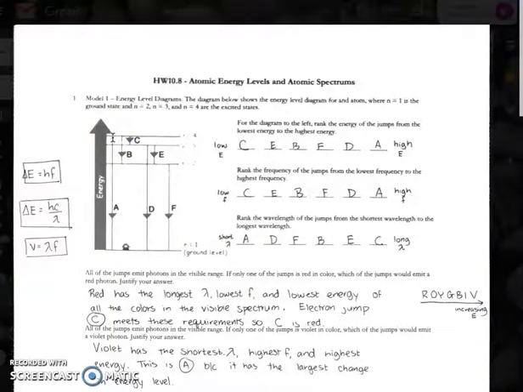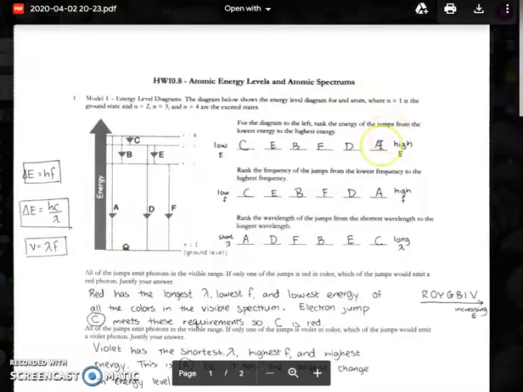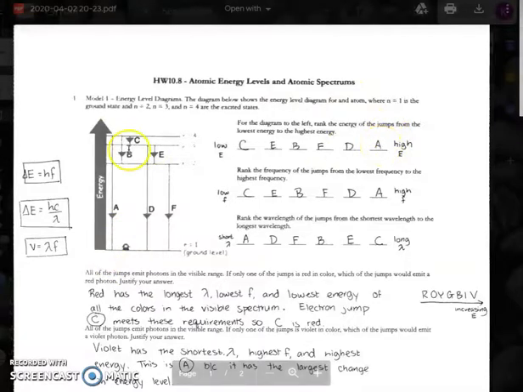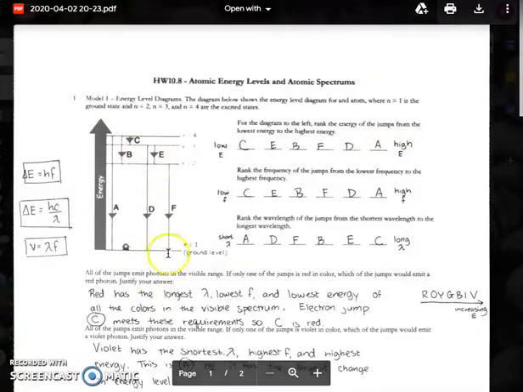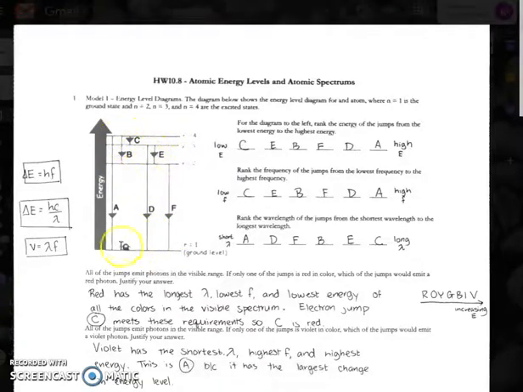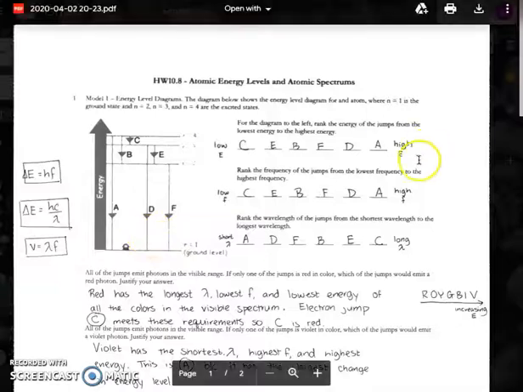A has the largest difference between the energy level it started at, 4, and ground level. So A must be the highest energy level. Then D, then F, then B. In fact, the length of these lines is proportional to how much energy that electron has.